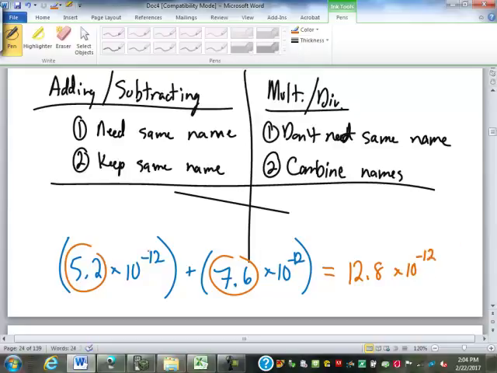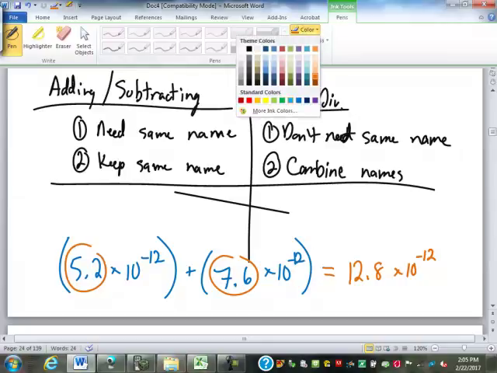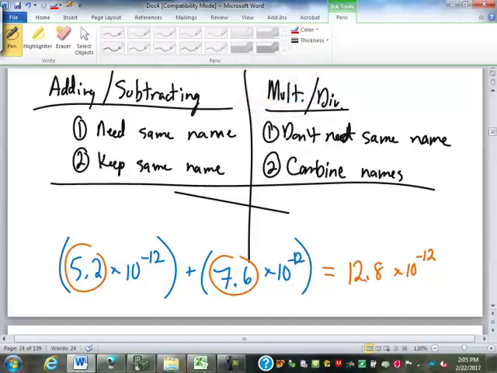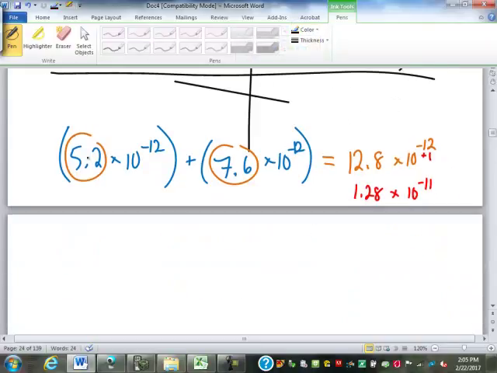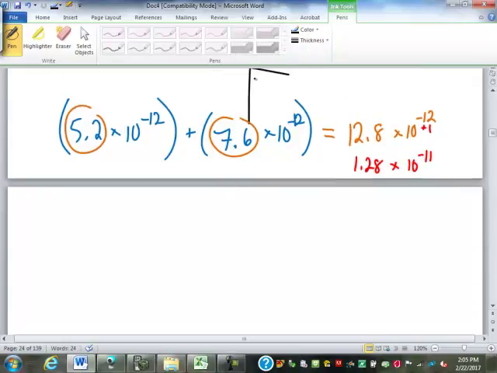A couple of you added the powers or combined the powers when you did addition and subtraction. So now, of course, we can't leave it like this. We do have to move that decimal point over to make it 1.28. The number got smaller, so the power is going to get bigger. What is negative 12 plus 1? Negative 11. Subtraction is the same thing, so I'm not going to do an example of that.